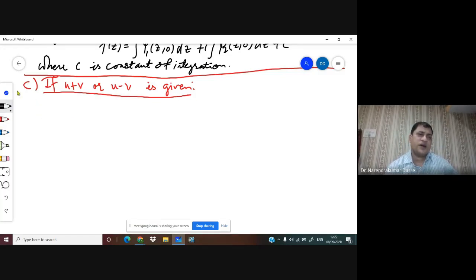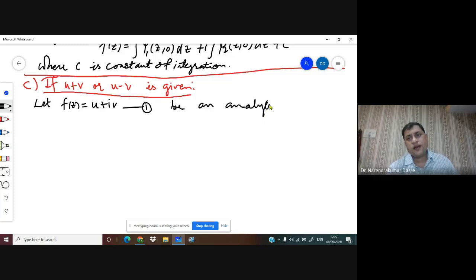Here in this example, you need a kind of pre-processing, but our first step is always the same. So what we have to do here is pre-processing. Let f of z is equal to u plus iv. This is equation one, because we want to find this. Being an analytic function.